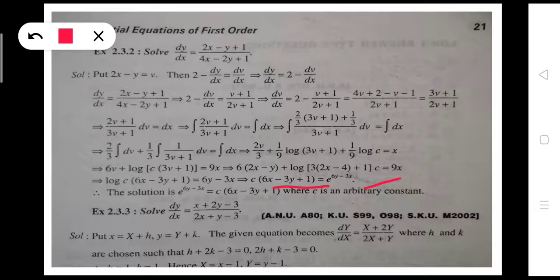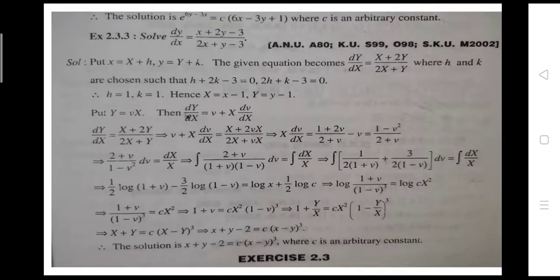So we consider small x is equal to capital X plus h and small y is equal to capital Y plus k. The given equation becomes dy by dx is equal to (x plus 2y) by (2x plus y), where h and k are the chosen values, and solve h plus 2k minus 3 is equal to 0 and 2h plus k minus 3 is equal to 0. We get h and k values.